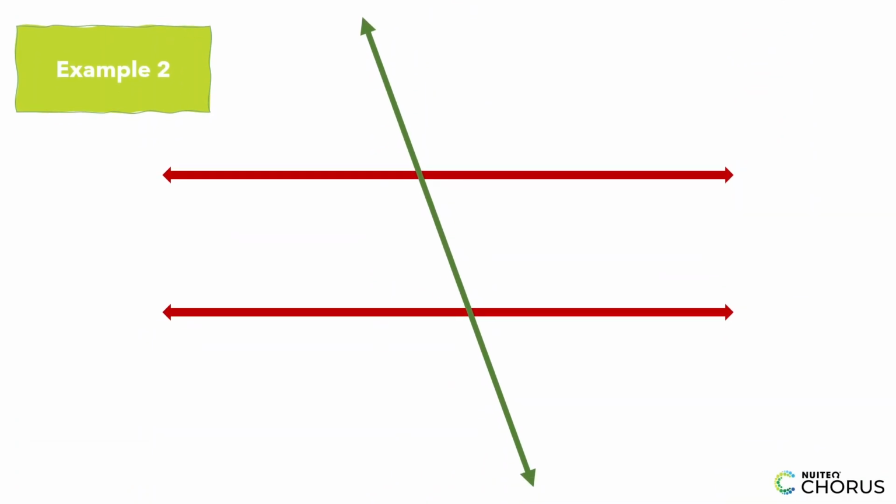Now, let's make it trickier. A transversal cuts two lines. One alternate interior angle measures 65 degrees, and its partner alternate interior angle is labeled 3x minus 5 degrees. Are the lines parallel? If so, find x.